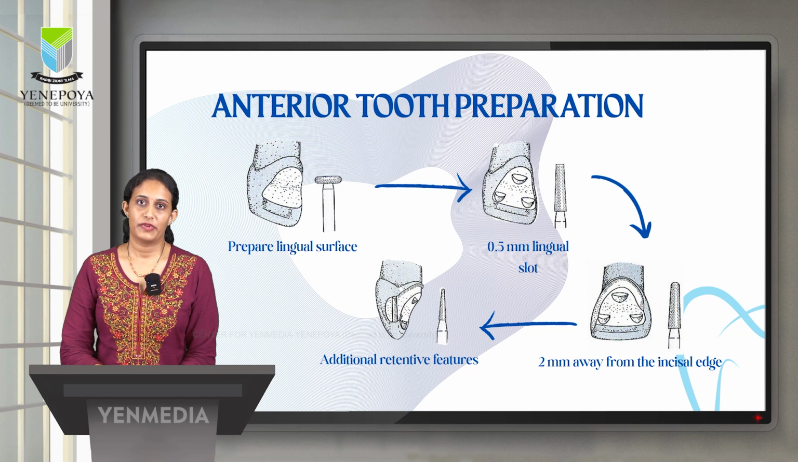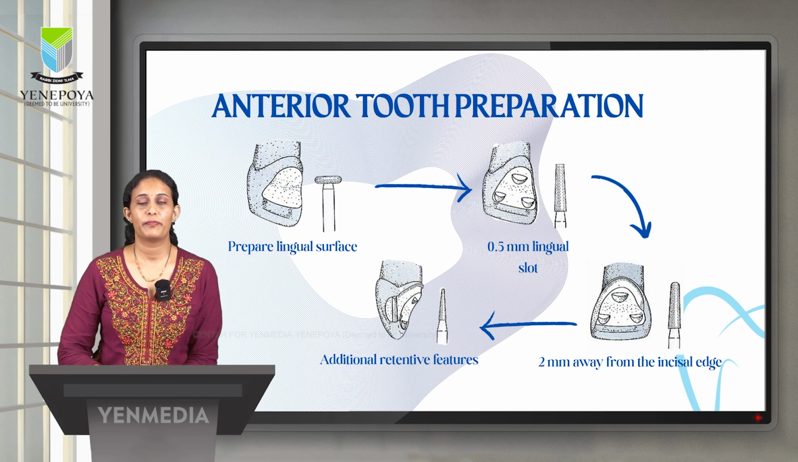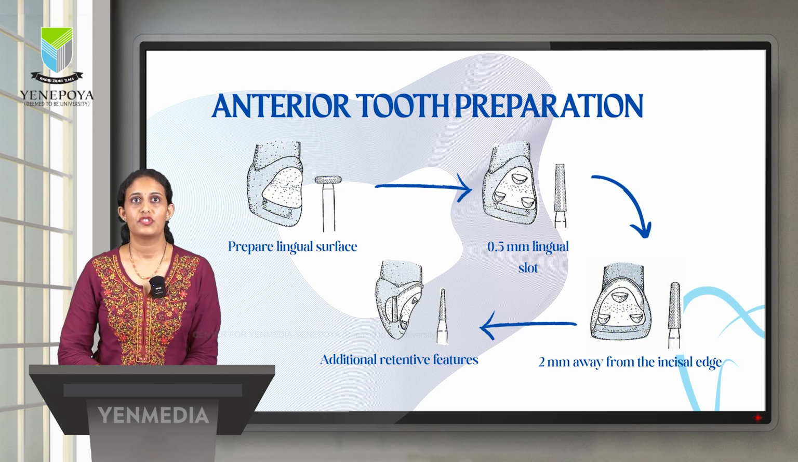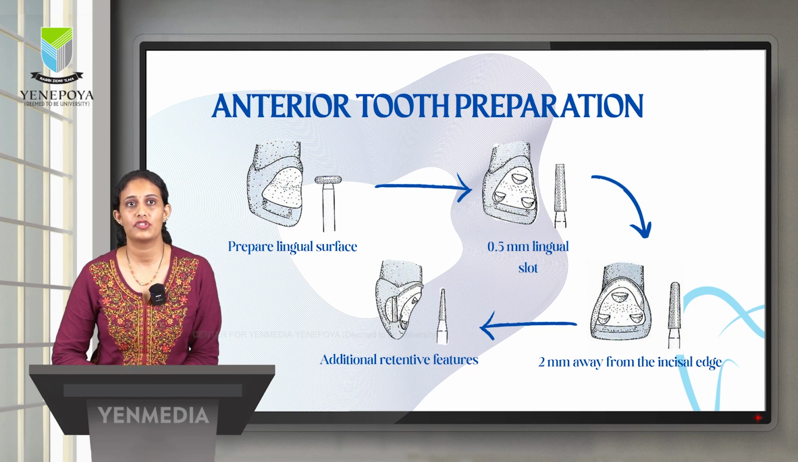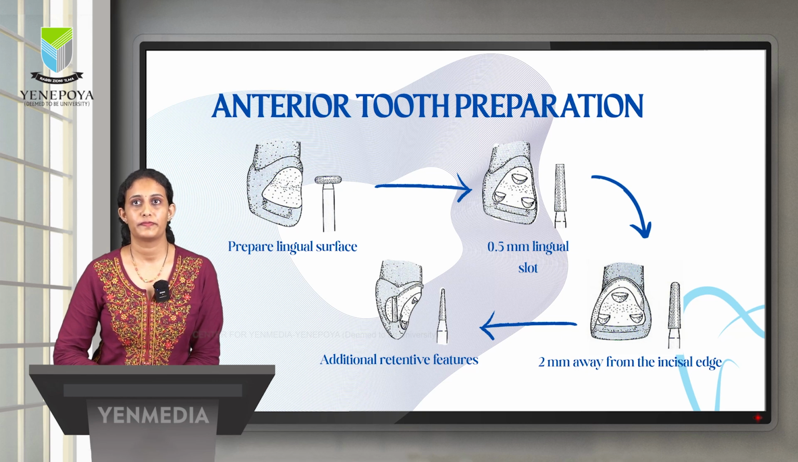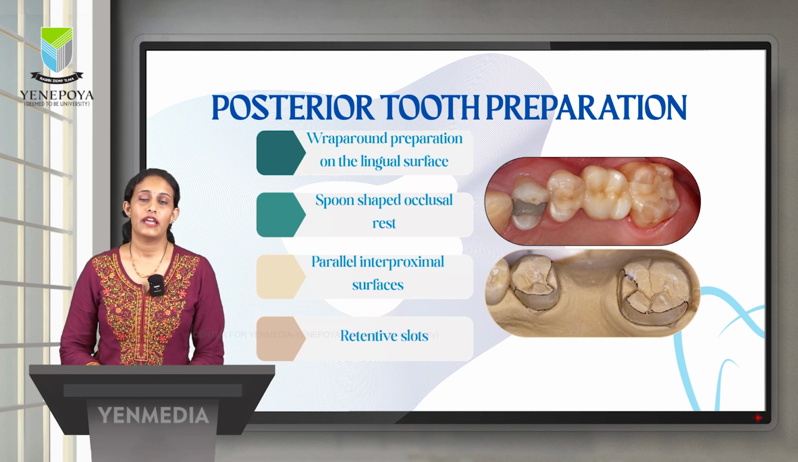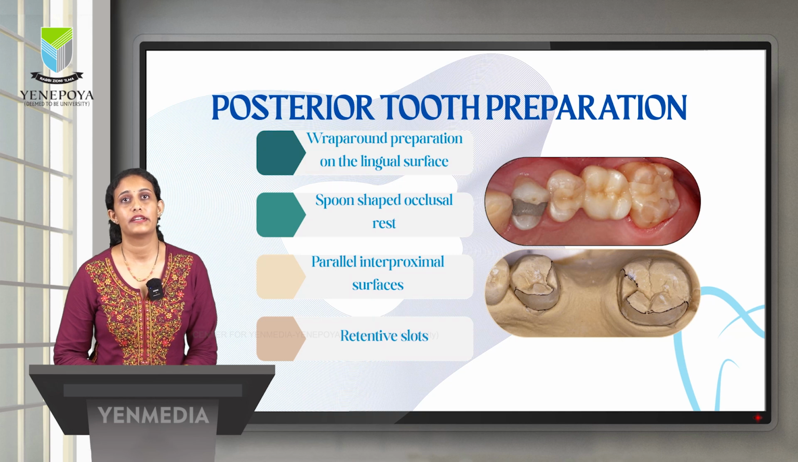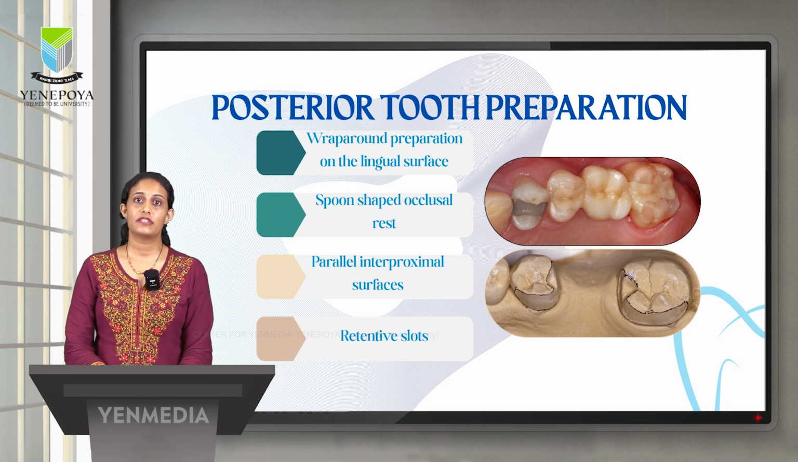Now in the anterior tooth preparation, we will use a wheel bur to prepare the lingual surface, and then we are going to prepare 0.5 mm slots just to provide additional retention. Now the preparation is extended to the margin, which is 2 mm away from the incisal edge on the proximal areas, and finally additional retentive features are given on the proximal surface of the tooth. In the posterior tooth preparation, we again have to give a wraparound preparation, that is 180-degree preparation, or as you can see in the first picture, the occlusal surfaces can be prepared.